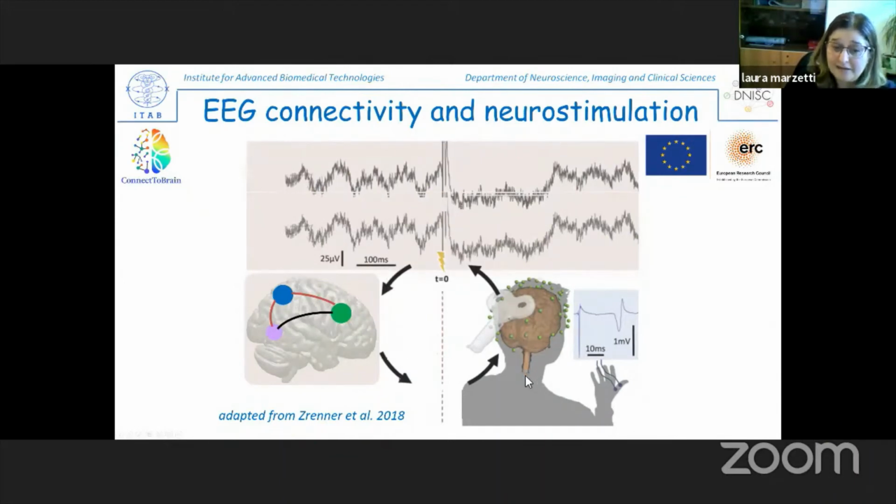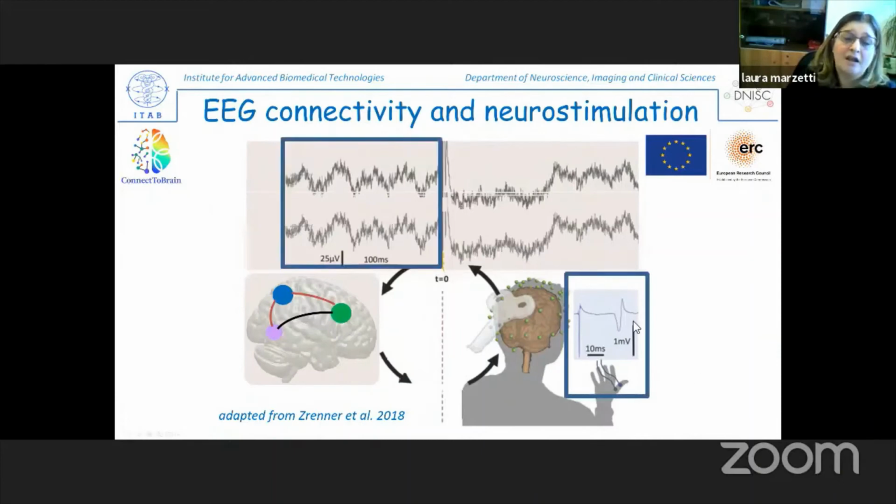As I said, this is really still starting work, and we need to understand whether there are connectivity features that can predispose the brain to a state in which it's more effective when stimulated at one or more locations. For now, the only thing that I will show is that the first step was to try to understand whether connectivity before the stimulation is related to what happens at the peripheral level, so to the MEPs after the stimulation.